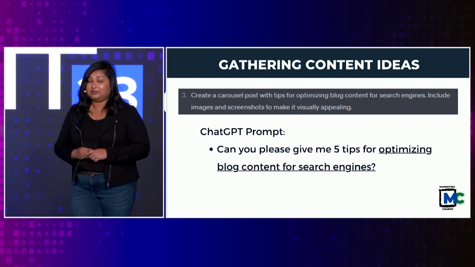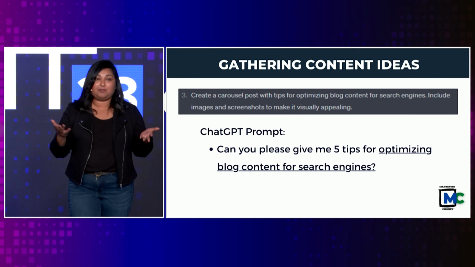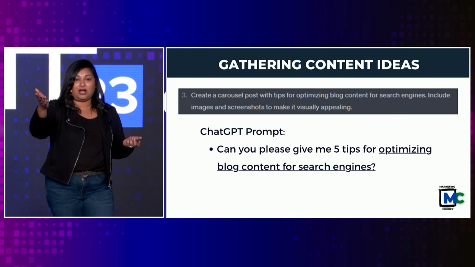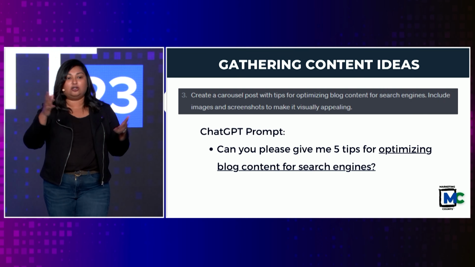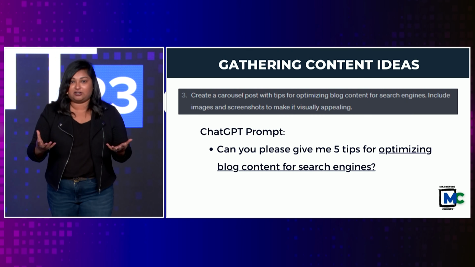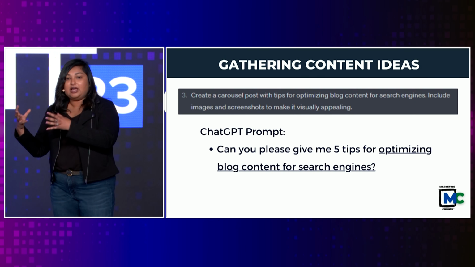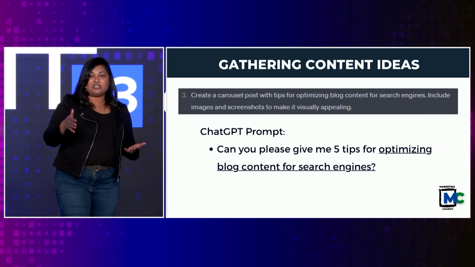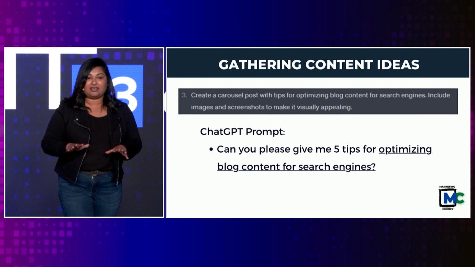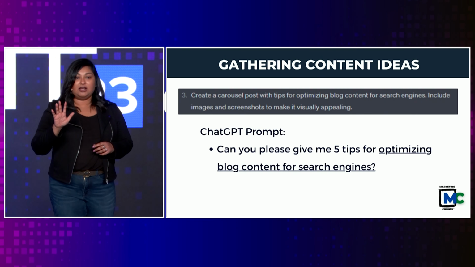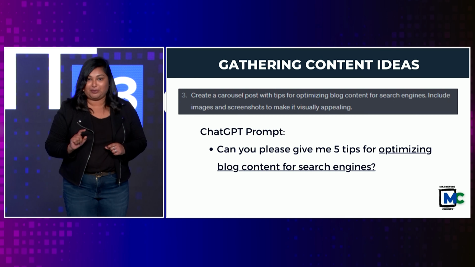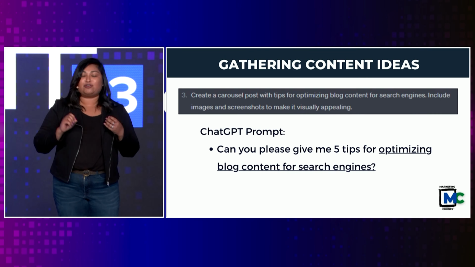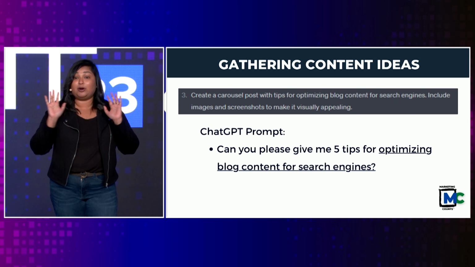Now, Shreya, go ahead with this. Right, so out of those 10 ideas, I picked number 3. I said, hey, let's create a carousel post for optimizing blog content for search engines, right? And it said include images and all that. But first, I need to create the carousel post. And before I even create a graphic for it, I need to come up with the content for it. So I go into ChatGPT again and say, hey, can you please give me 5 tips? And notice, I just copied and pasted from the prompt. It says, for 5 tips for optimizing blog content for search engines. That's all I did, and I put that back into ChatGPT.